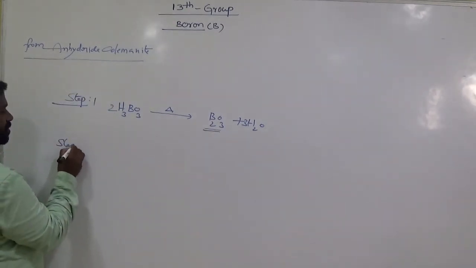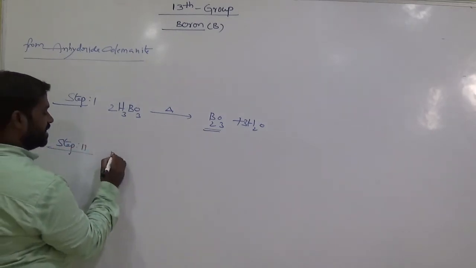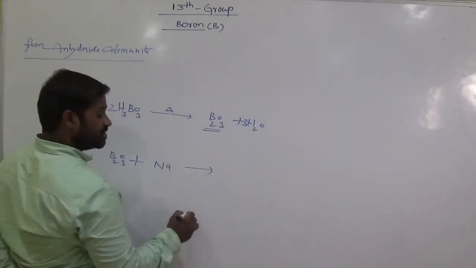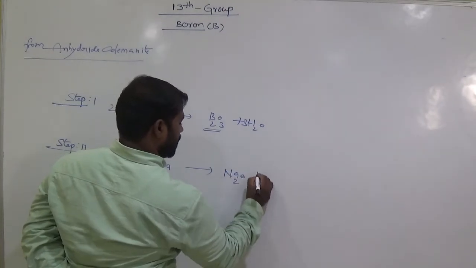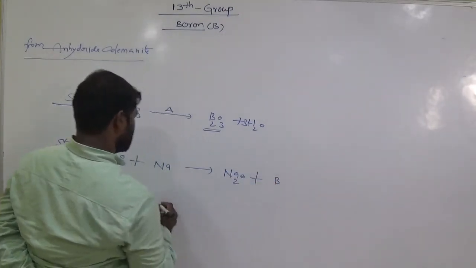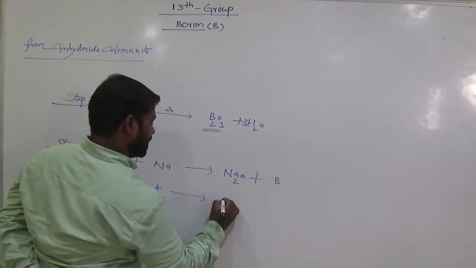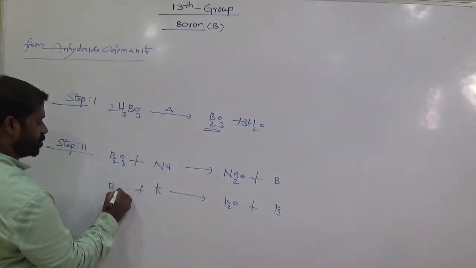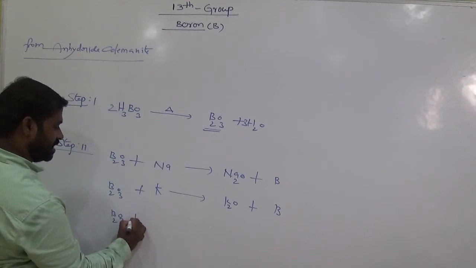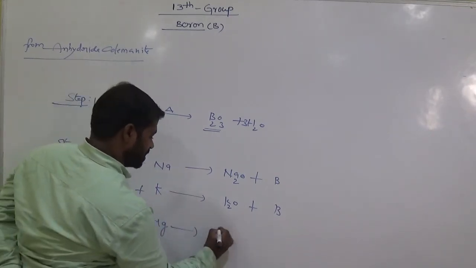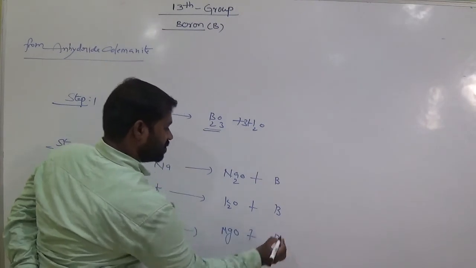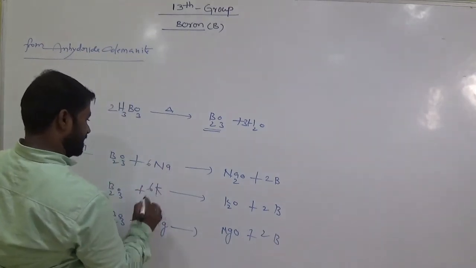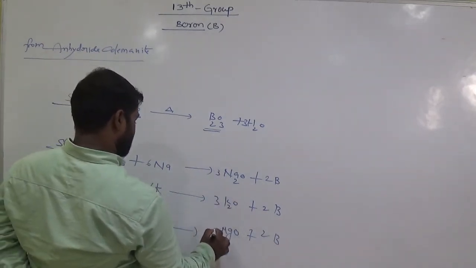Now in step 2, same method, this B2O3 interacts with sodium and it produces Na2O, sodium oxide, and boron. Suppose it interacts with potassium, what does it give? Potassium oxide and boron. Step 2 is common. So B2O3 interacts with magnesium, what does it give? Magnesium oxide and boron. So balance this equation simply, 2, 2 and 6, 6 and 3 and here 3 and 3.